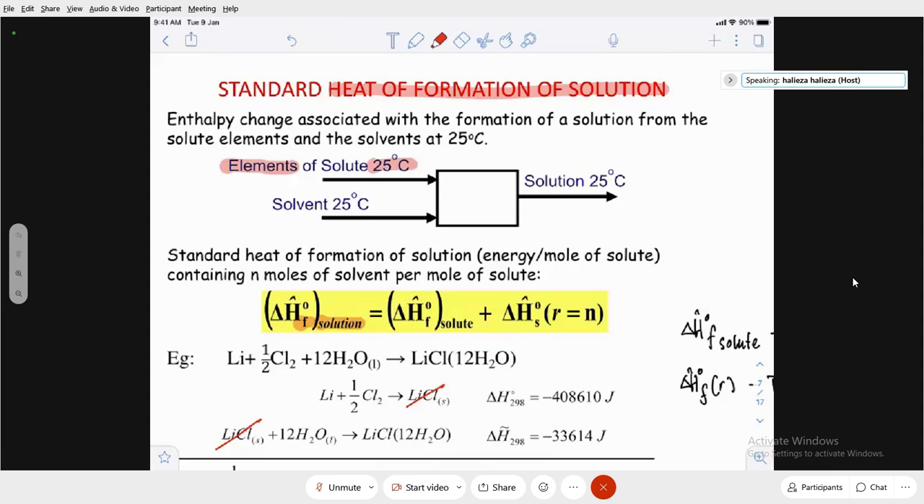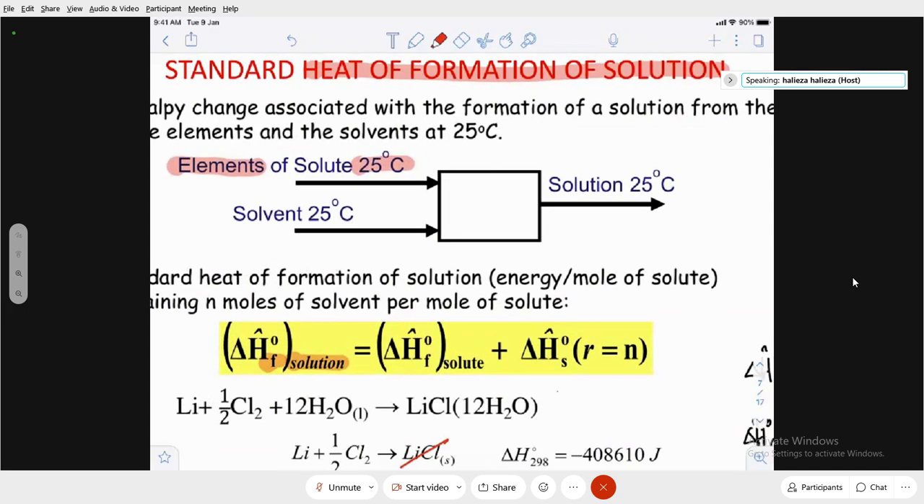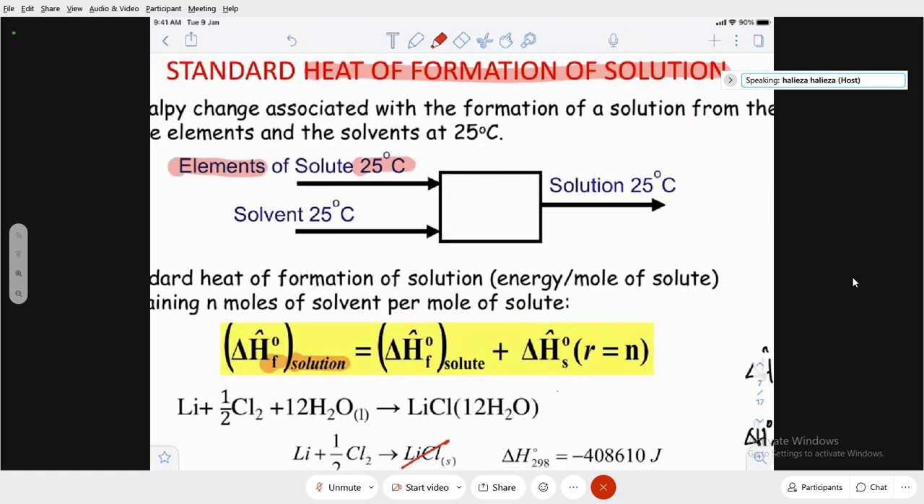So if you look at this block diagram, you start from the elements of your solute. You form the solute first at 25. So this is your heat of formation of the solute. You start from the elements, you form the solute, so you have the heat of formation of the solute. After that, you mix it with your solvent. So this is your heat of mixing.